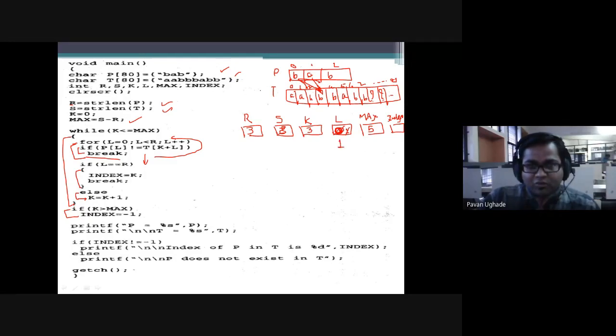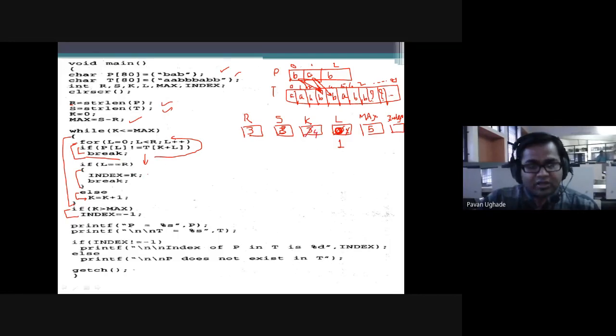Okay, now P of 1. Now this A is compared with the next character B. Again it will say it is not finding the match. So the for loop again will break. Okay, L equals R, it will check, it is not, else K gets incremented, K value becomes 4.